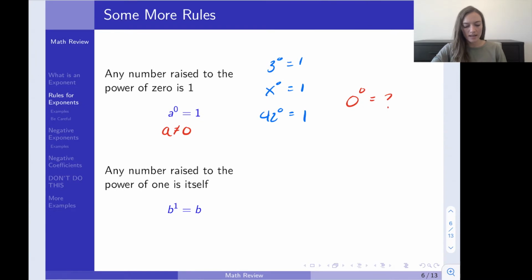Okay, and then any number raised to the power of 1 is itself again. So 4 to the power of 1 is 4. 0 to the power of 1 is 0.